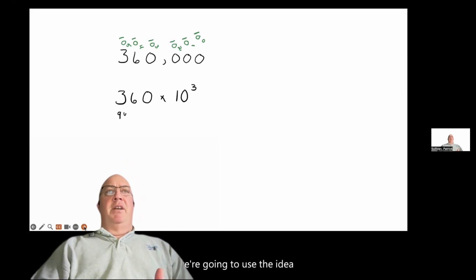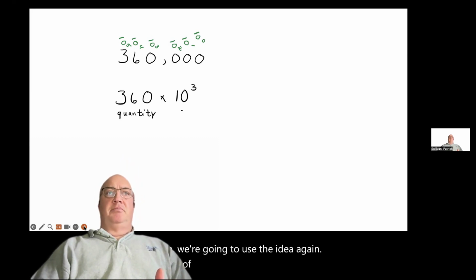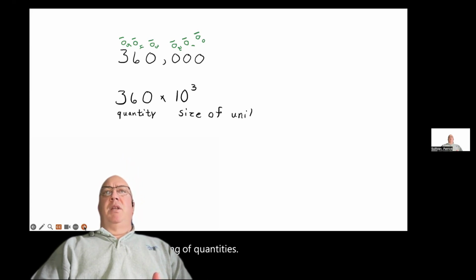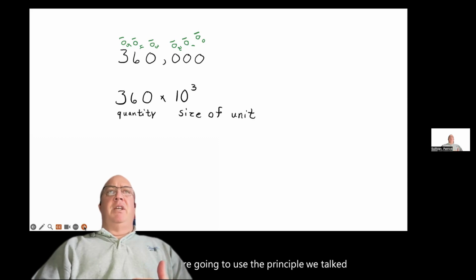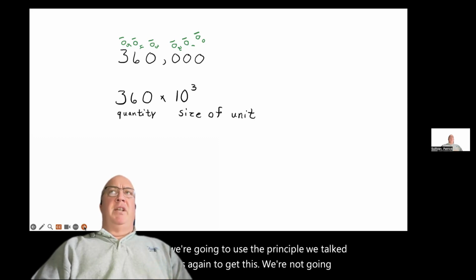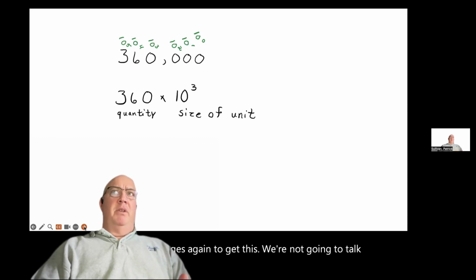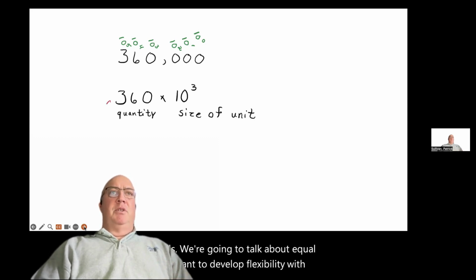Again, numbers are a tethering of quantities and sizes of units. And so we're going to use the principle we talked about of equal exchanges again to get this. We're not going to talk about moving decimals. We're going to talk about equal exchanges because we want to develop flexibility with numbers.